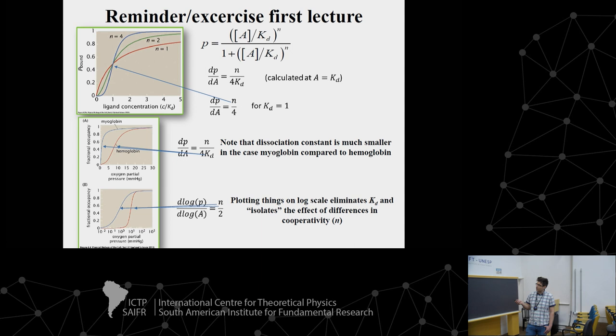So essentially, on the log scale, what happens is that you effectively eliminate KD, and you isolate just the effect of differences in cooperativity, which is what we actually want to do. The question that we are asking is, what makes it different when we have cooperative binding of our ligands? Okay, so just keep in mind this input to output and try to do this exercise.